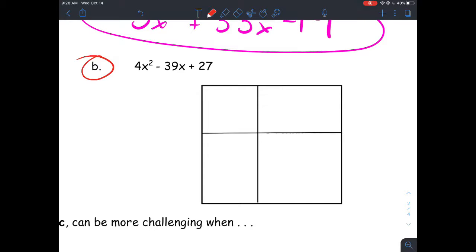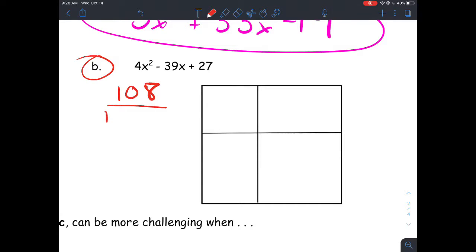All right. So for this one, we're going to do 27 times 4. First, you look to see if there's a greatest common factor. There isn't. So you get 108. All right. So let's do 108. We could do, let's see, we want a 39. So let's write out some factors of 108.